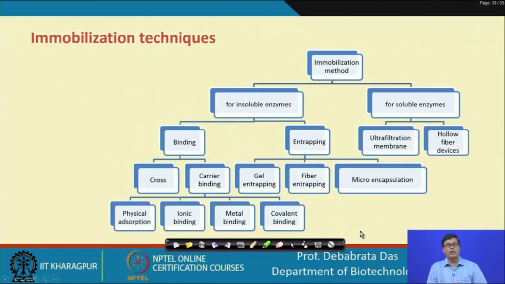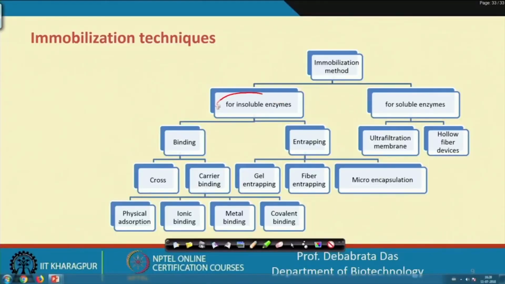Now, if you look at the immobilization techniques, there are different techniques, and broadly enzymes can be classified into two different types. One is the insoluble enzymes, and another is the soluble enzymes. Now, in the case of insoluble enzymes, whatever immobilization techniques are used are broadly divided into two types. One is called binding, another is called entrapping. Binding has different types. We have cross-linking and carrier binding.